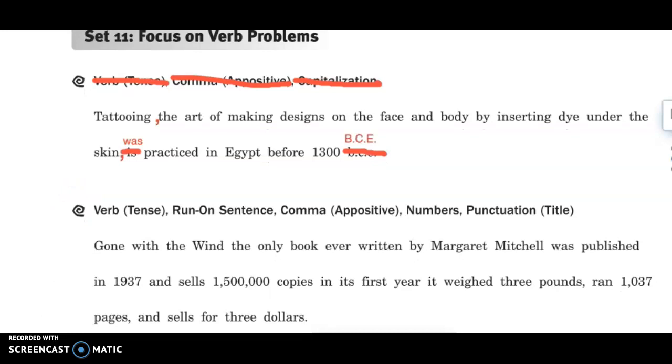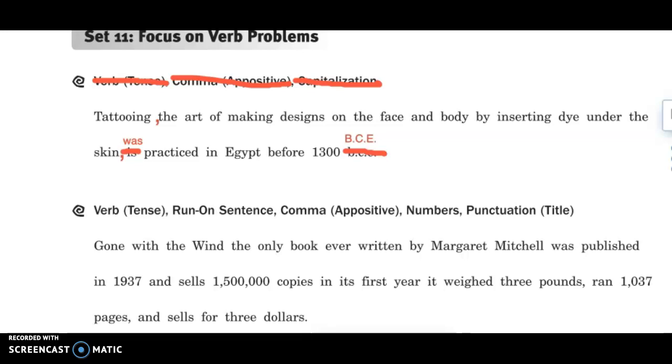Next, let's correct sentence 2. Our sentence says, Gone with the Wind, the only book ever written by Margaret Mitchell, was published in 1937 and sells 1,500,000 copies in its first year. It weighed 3 pounds, ran 1,037 pages, and sells for $3. In this sentence, I have to fix verb tense errors again. I also have a run-on sentence, which means that there's more than one sentence being smashed into one without the appropriate punctuation.